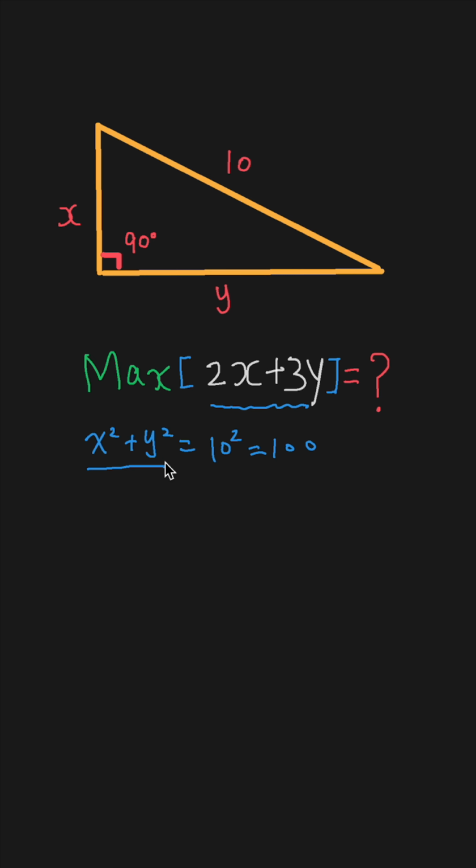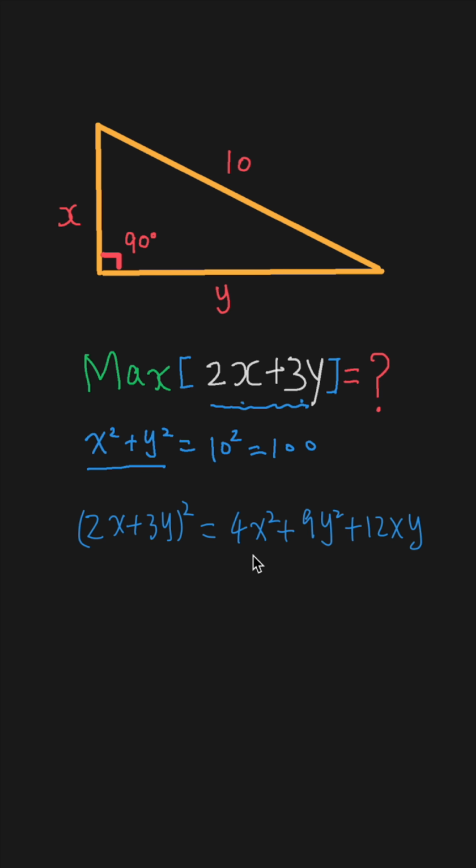X has a second power and y has a second power. How can we move x and y in this expression to have the second power too? Yes, we can raise this whole thing to its second power. 2x plus 3y raised to the second power. And then let's unpack it. 4x squared and then 9y squared plus 12xy. That's a perfect square formula.